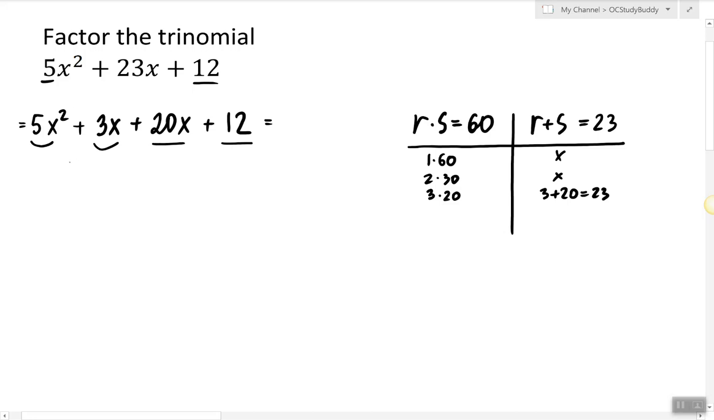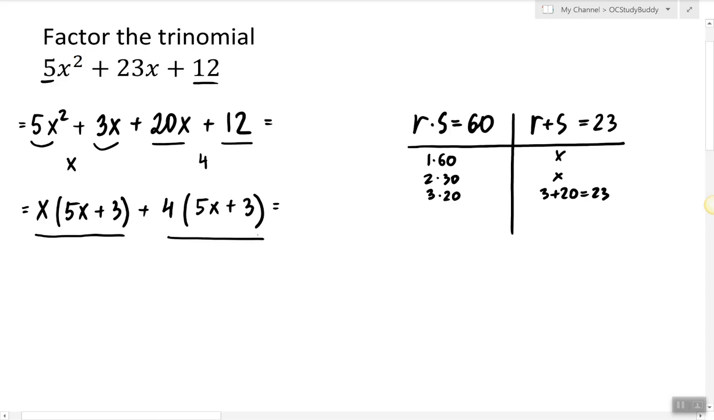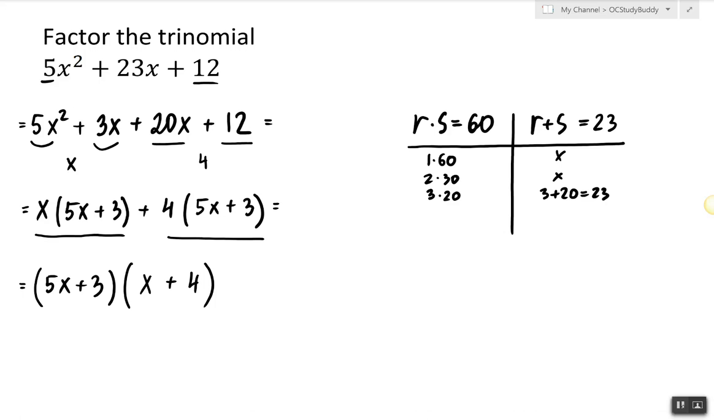The first two have x in common, the last two have 4 in common, so we can factor out x from the first two, we can factor out 4 from the last two, and now we see that these two expressions have 5x plus 3 in common, so we can take out 5x plus 3, and what's left is x plus 4. So this is how we factor a quadratic trinomial with the leading coefficient that is not equal to 1.